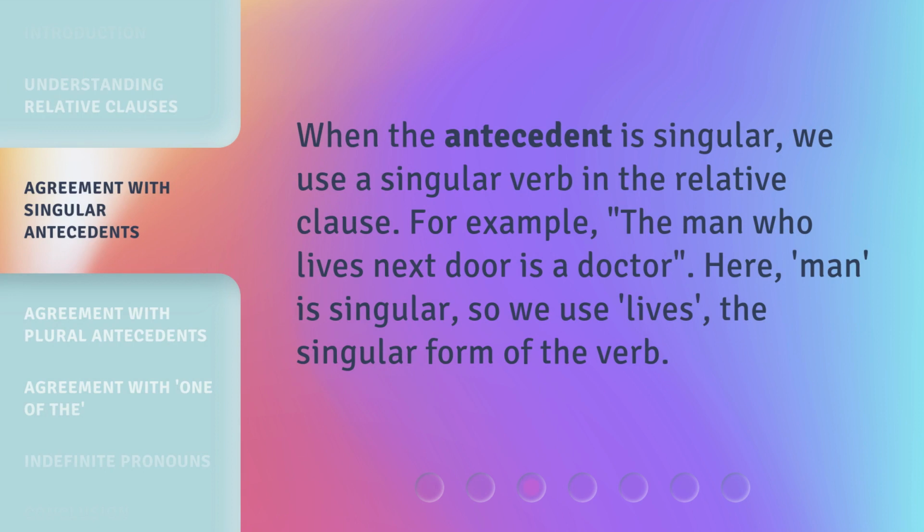When the antecedent is singular, we use a singular verb in the relative clause. For example, the man who lives next door is a doctor. Here, man is singular, so we use lives, the singular form of the verb.